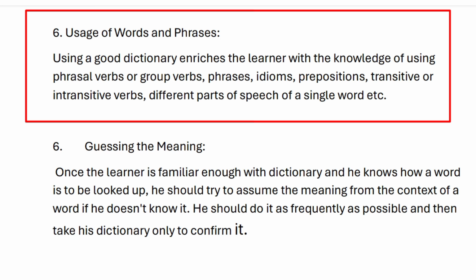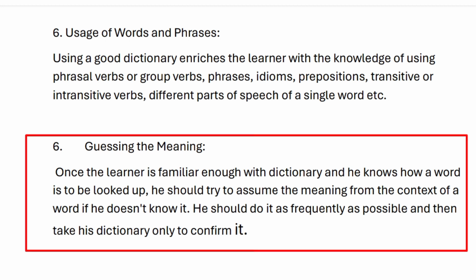6. Guessing the meaning. Once the learner is familiar enough with the dictionary and knows how a word is to be looked up, he should try to assume the meaning from the context of a word if he doesn't know it. He should do it as frequently as possible and then take his dictionary only to confirm it.